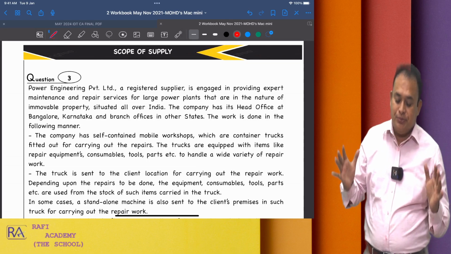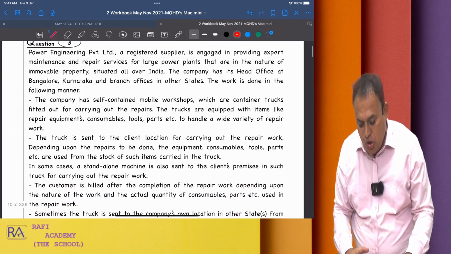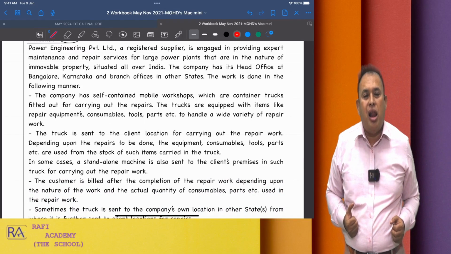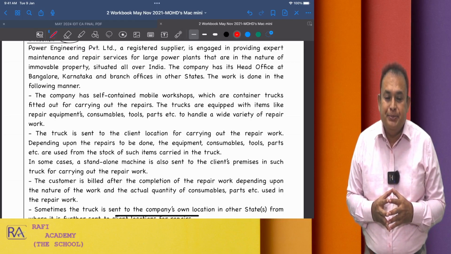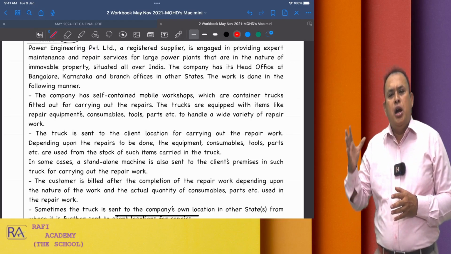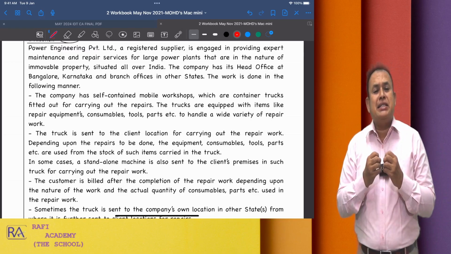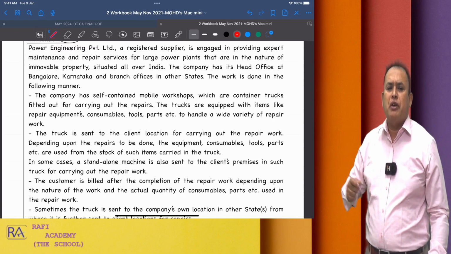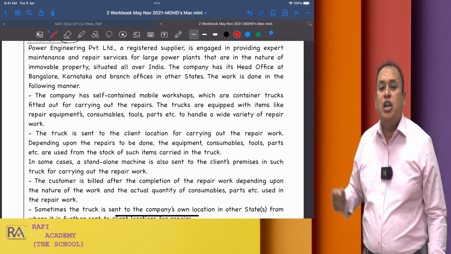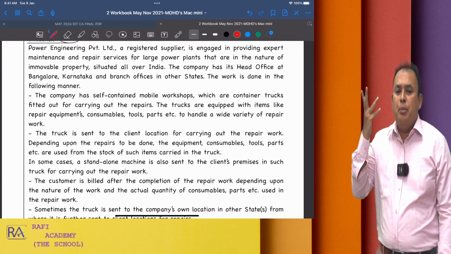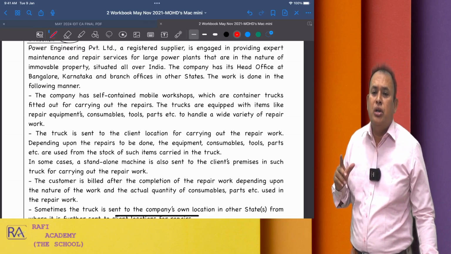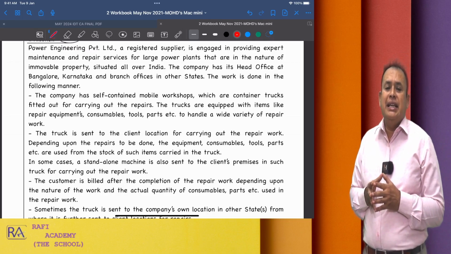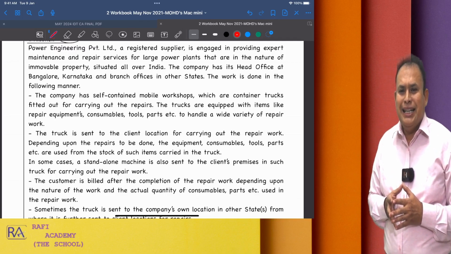Relax and listen now. I am bringing to notice one illustrative case scenario example from the scope of supply. Power Engineering Private Limited, a registered supplier, is engaged in providing expert maintenance and repair services for large power plants that are in the nature of immovable property, situated all over India. The company has its head office at Bangalore, Karnataka, and branch offices in other states.